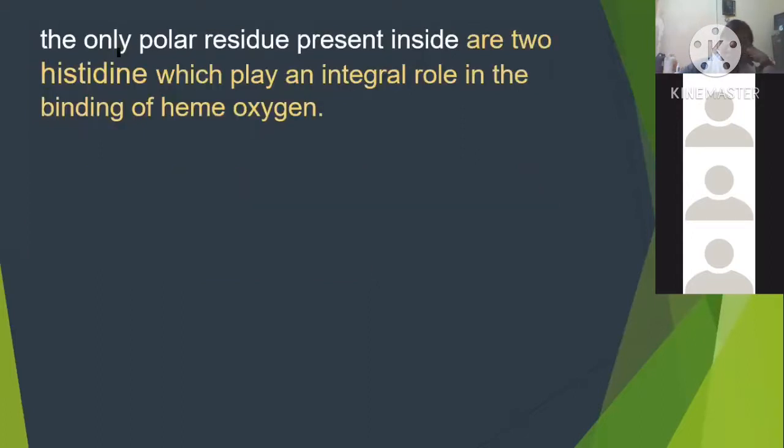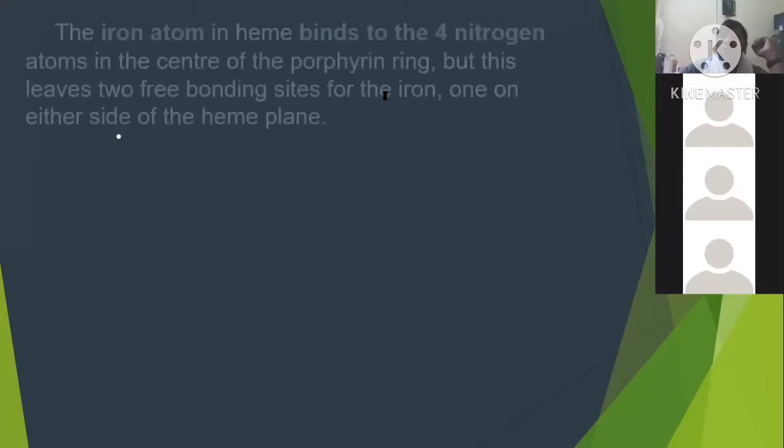Then inside, again, there are two polar amino acids present. Just now I said inside it is non-polar amino acids, but there are two polar amino acids present there. Now why are they present inside being polar? They're supposed to be outside, right? But these two polar amino acids have some functions to perform. Which are they? They are the two histidine molecules. They have a role in the binding of heme to oxygen.